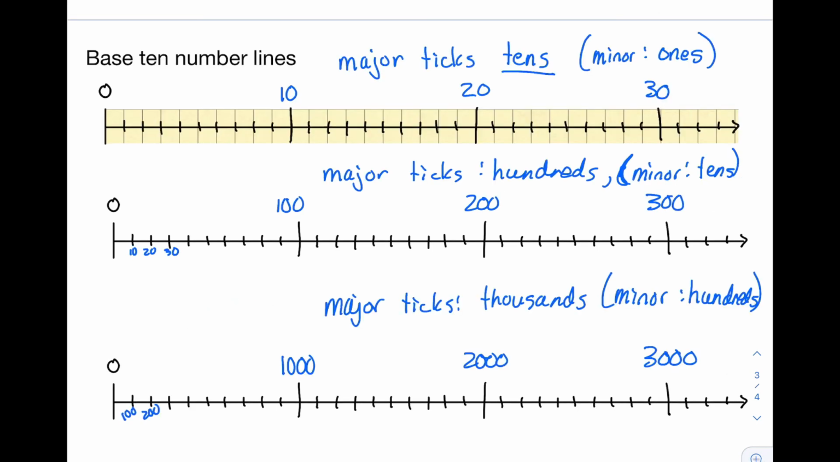Let's plot 12 on each of these number lines. Here we have 12. This was 11, 12 right here. We're counting by ones on the minor ticks. 12 is going to be just to the right of 10 on the second number line, and 12 is going to be really close to the 0 on the third number line.